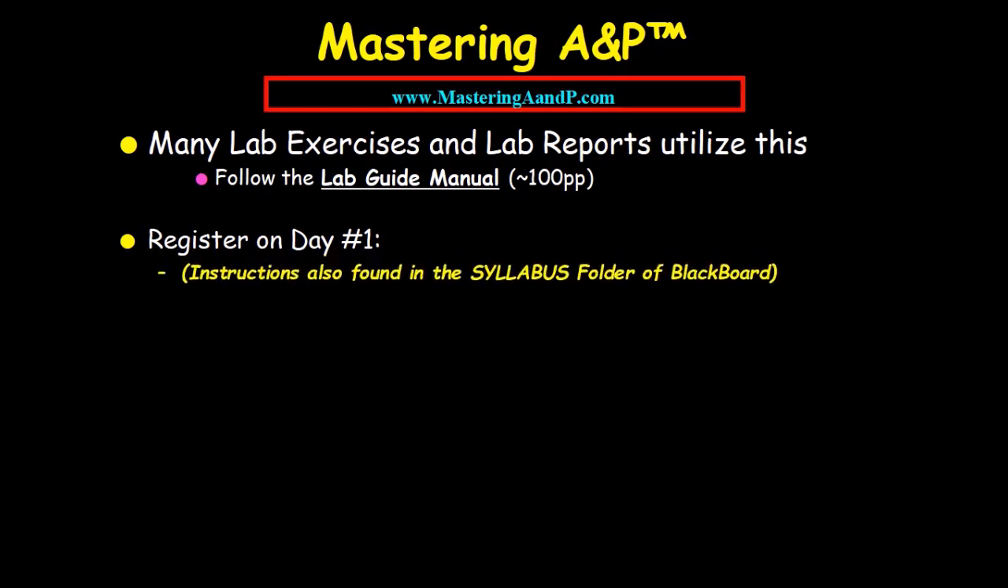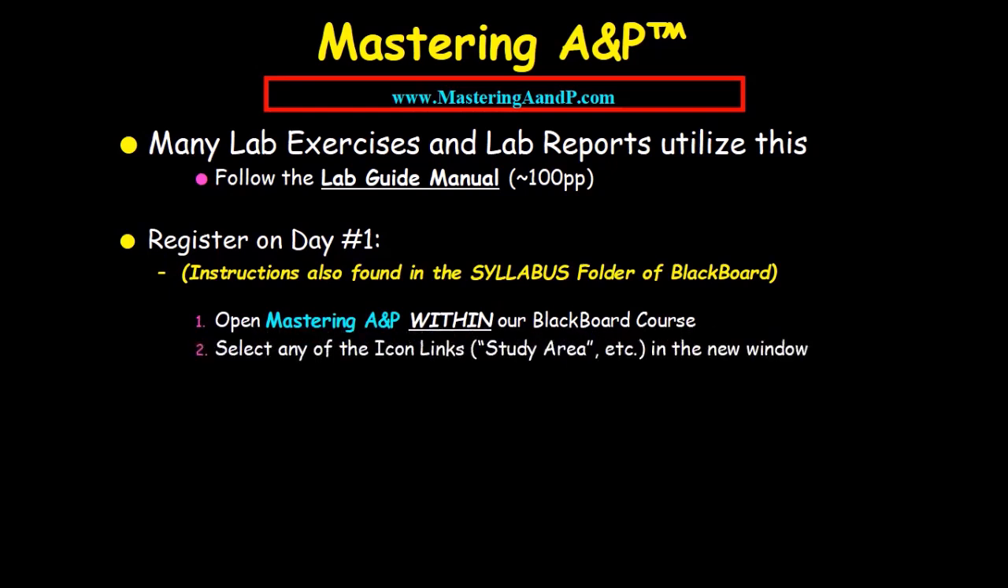Instructions are also found in the syllabus folder of Blackboard. I showed you where that is. You're going to open up the Mastering A&P within the Blackboard course, which is where I showed you. Select any of the icons. Select the study area in a new window, and that's where you're going to create an account if you haven't had one before. If you had an account, then use your username and password. You'll be able to do that.